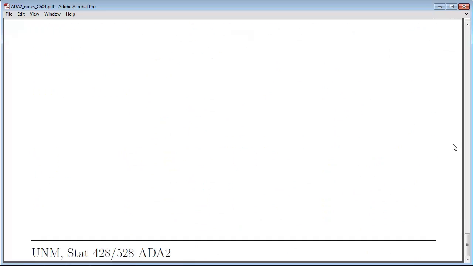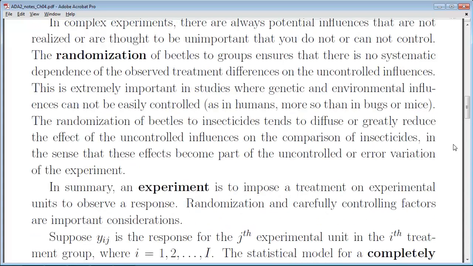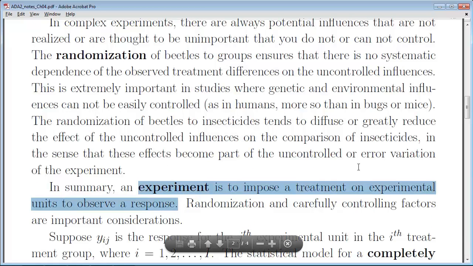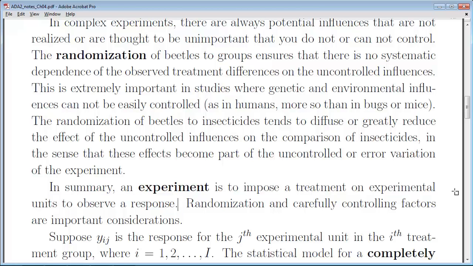Okay, that was a lot of words. Let me just come back to this. That is the most important sentence in the chapter: an experiment is to impose a treatment on experimental units to observe a response. Next up, Chapter 5, where we'll do some modeling with factors.